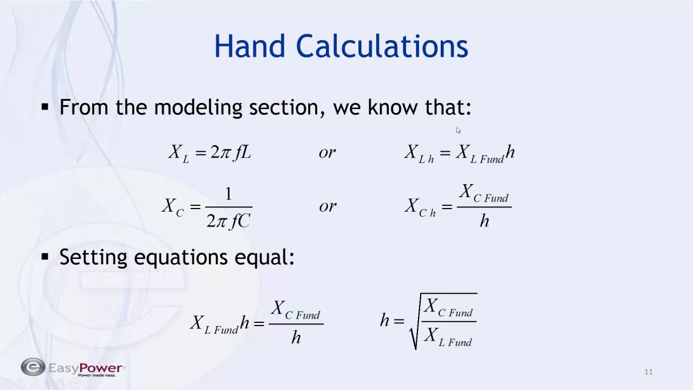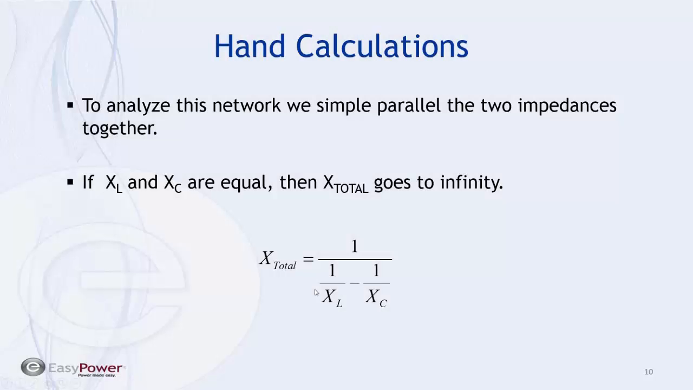From the modeling section, we know that XL is 2 pi FL, XC is 1 over 2 pi FC, XLH is this value, and XCH is this value, which means that at different harmonics, you're going to have higher reactance for the inductance, and for the capacitance, you're going to have less reactance. Now, if I put XC and XL equal, what it means is that these two are going to be equal.